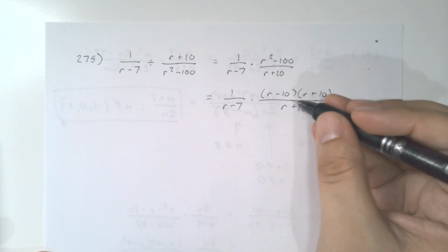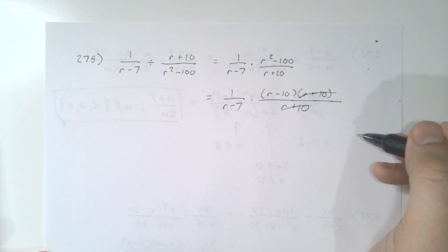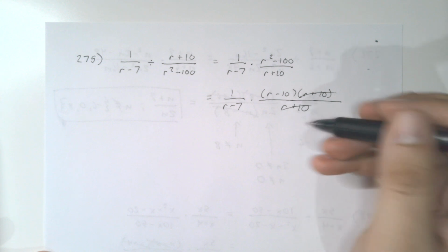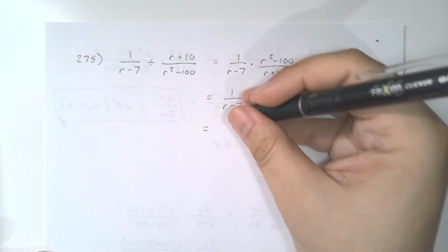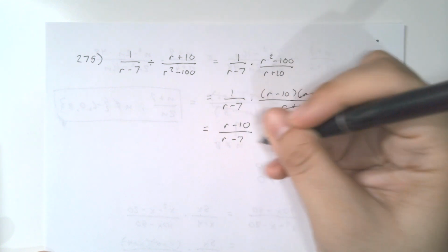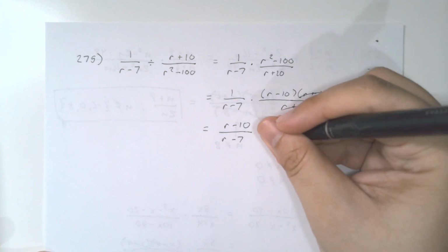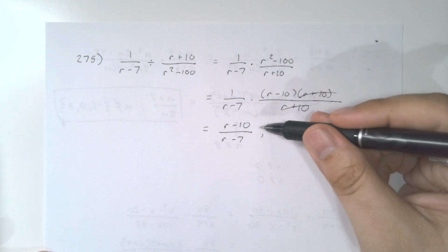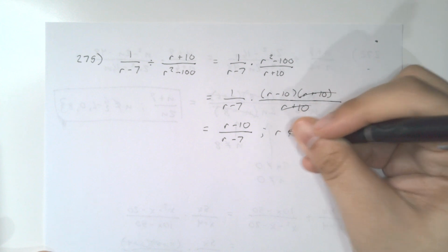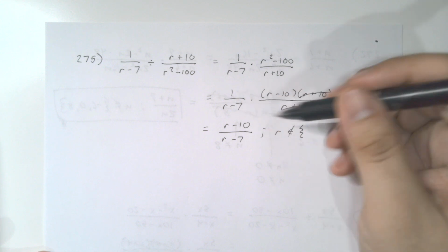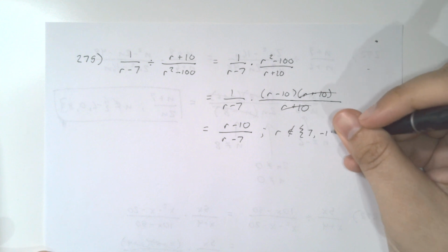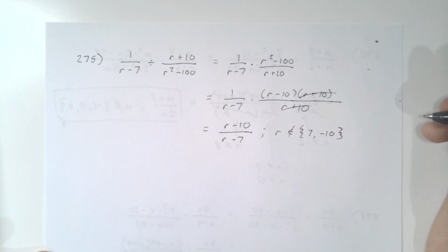Well, we can cancel the r plus 10s, but looks like we still have r minus 10 and r minus 7. We can't do anything more with that. So 1 times r minus 10 is r minus 10, and that's divided by r minus 7. So we have this, and now what are our excluded values? Well, r can't be equal to positive 7, and r can't be equal to negative 10. And so this is our final answer.